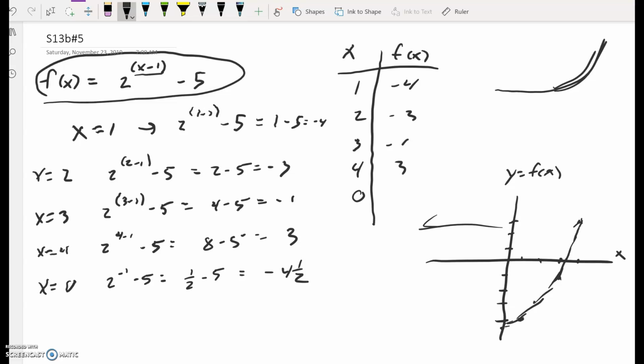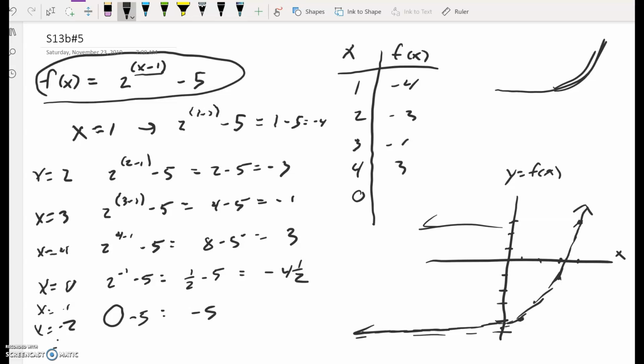But notice this. As you put in x equals negative 1 and x equals negative 2 and so on and so forth, this thing right here, 2 to the negative 2, 2 to the negative 3, 2 to the negative 4, check those out. They get closer and closer to 0 forever. And that means this gets closer and closer to negative 5 forever. And this down here is negative 5, so this thing's going to get closer and closer to negative 5. And now we have a pretty good look at our graph.